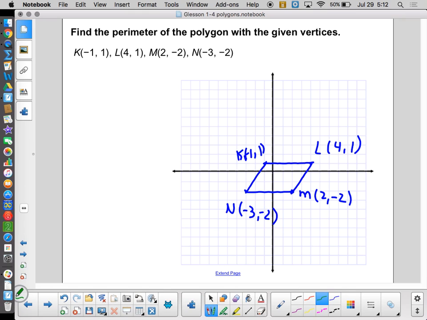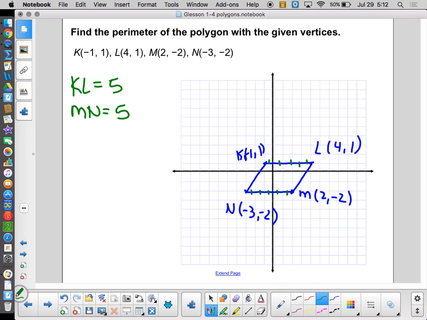The shape appears to be some sort of parallelogram. Once again, I do have two perfectly horizontal sides. Those are going to be easy. So 1, 2, 3, 4, 5, and 1, 2, 3, 4, 5. They're actually even congruent. So KL clearly is 5, and MN is also 5. The other thing you'll probably notice pretty quickly is that for both of these other two sides, I'm going down 3 and left 2, or right 2 and up 3.